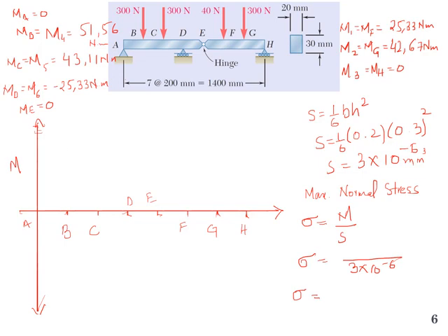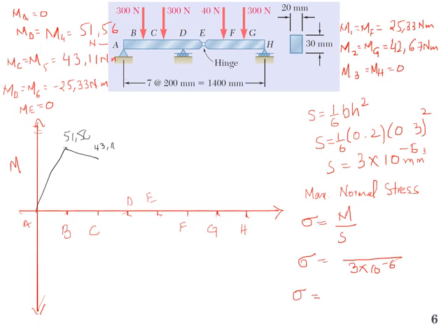So at B it will be 51.56. From A to B it will vary linearly. From B to C it will change and it will become 41.3. And at C it will become 43.11, sorry. From C to D it again changes linearly, and at D it will become minus 25.